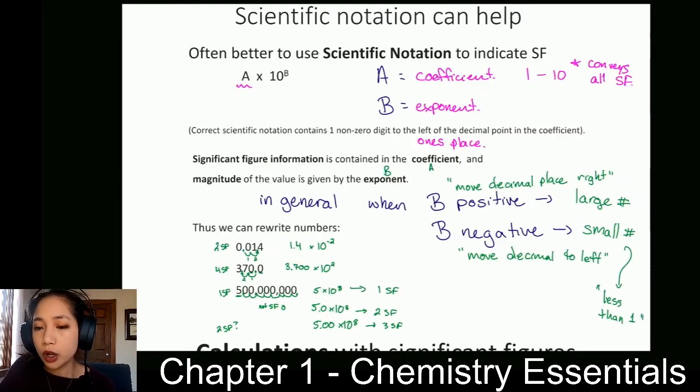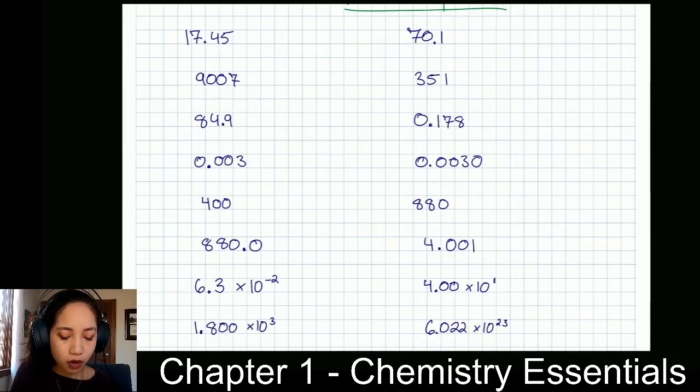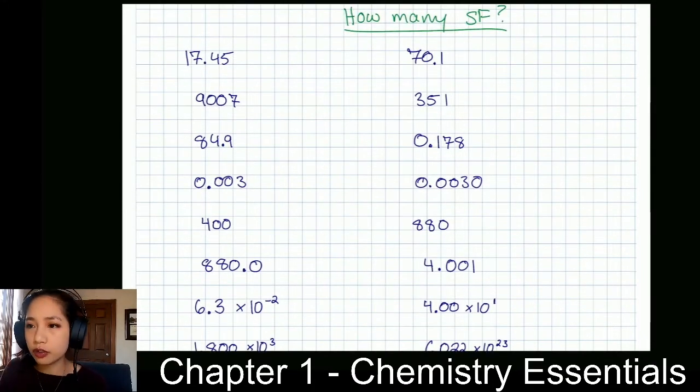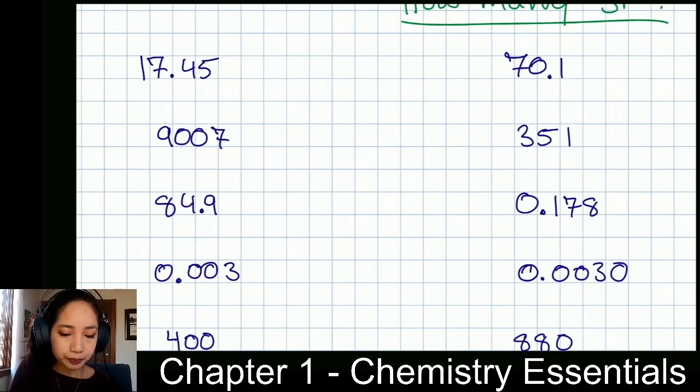Before we go into looking at significant figures within calculations, let's do a little bit of practice. I've written here a bunch of numbers, and let's see how many sig figs are present within a lot of these values. So let's go through some of them here. Let's just work through them, keeping in mind those rules for identifying sig figs.